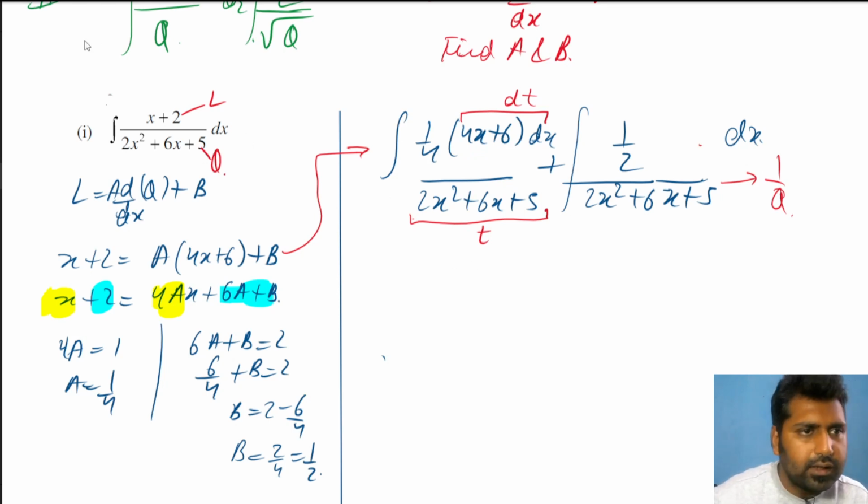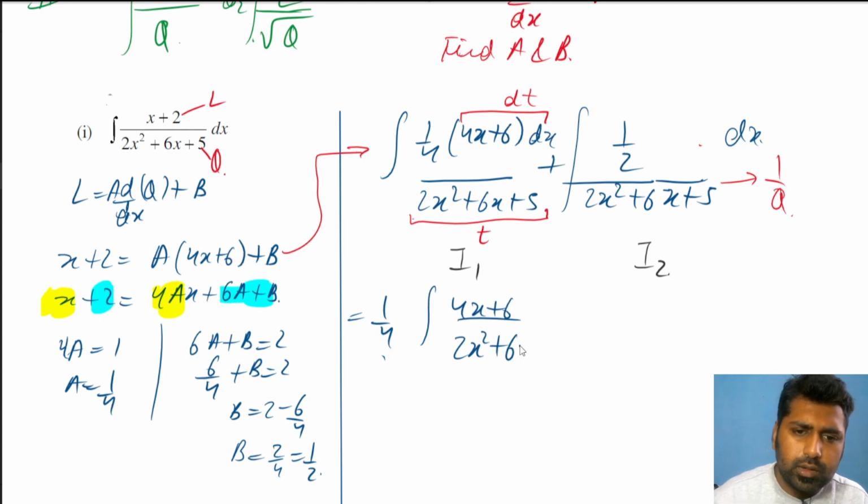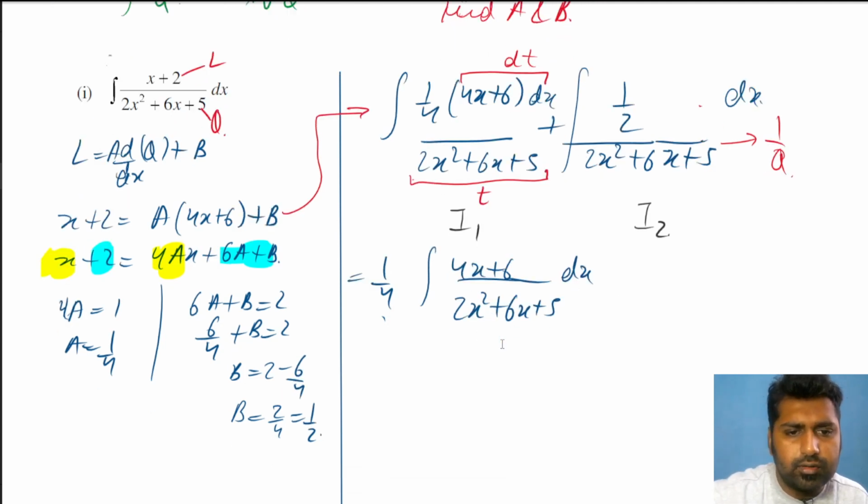So I'll break this down into two integrations. Let's call this I1, let's call this I2. The result is I1 plus I2. Okay, so I1 is 1 by 4 integration of 4x plus 6 upon 2x square plus 6x plus 5 dx. I have taken the 1 by 4 constant outside the integration. Okay, I'm solving only I1.